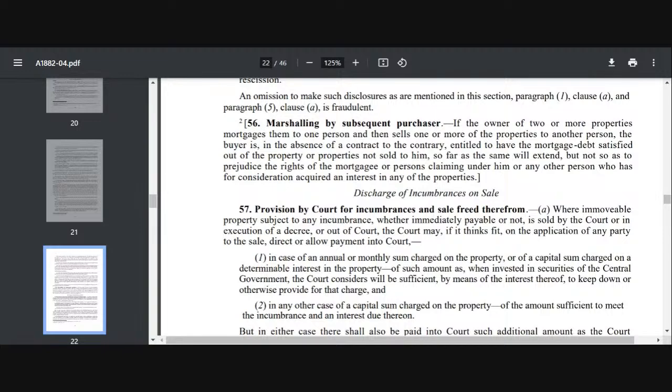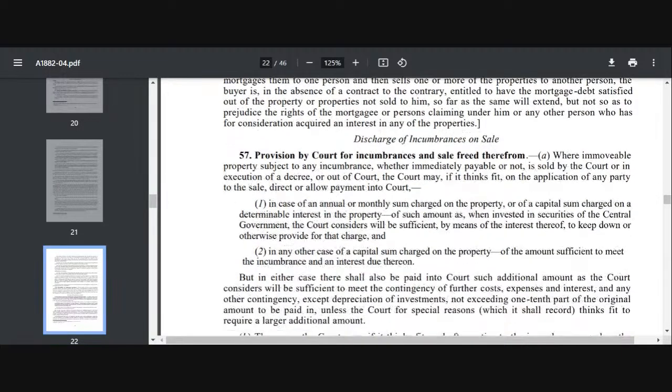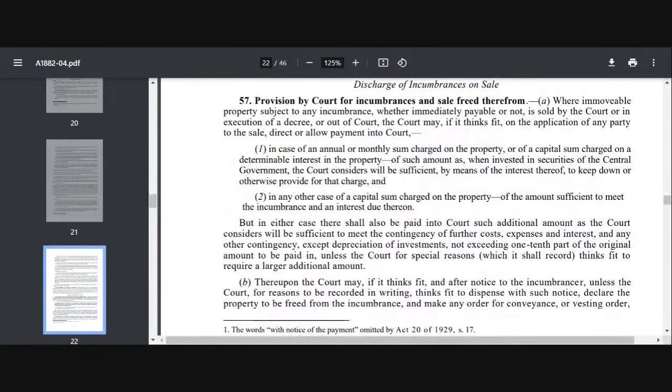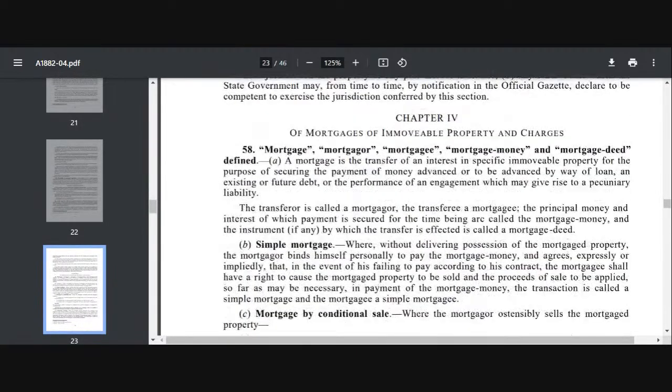But he gets this right. And then 57 is discharge of encumbrances on sale, which is provisioned by court for encumbrances and sale fees therefrom. This is not that important, you just read it. But 54, 55 and 56 are really important.